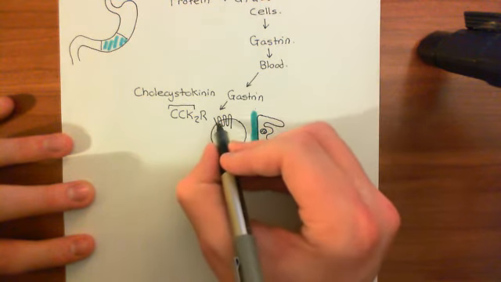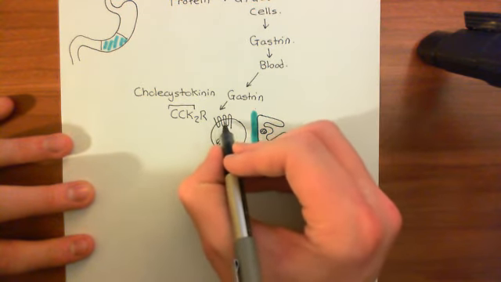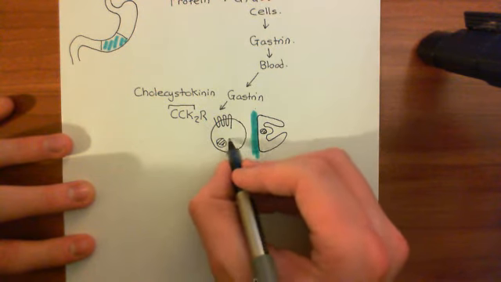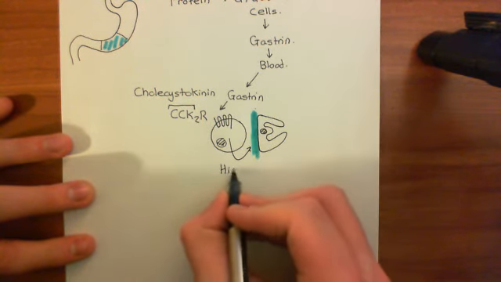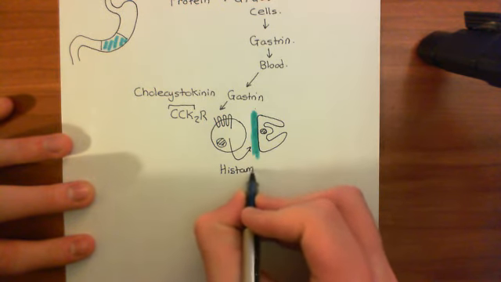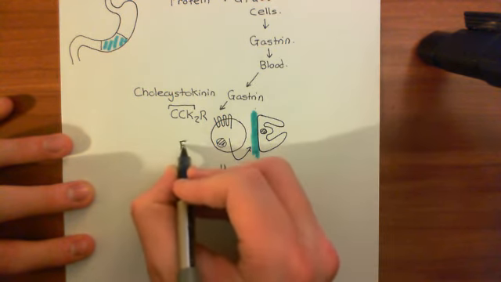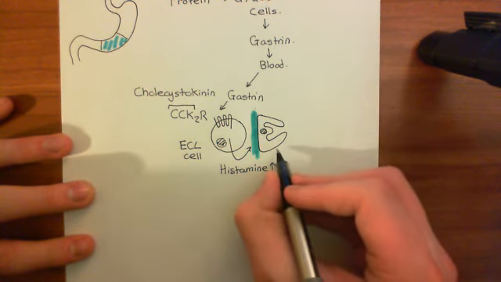So the gastrin will bind to the cholecystokinin type 2 receptor somewhere within the transmembrane domain. That will trigger a signaling cascade. And what does this signaling cascade overall lead to? It leads to an increase in the secretion of histamine from these enterochromaffin-like cells. So histamine secretion goes up, and I'll just label this up as an enterochromaffin-like cell. And what will that histamine then do?